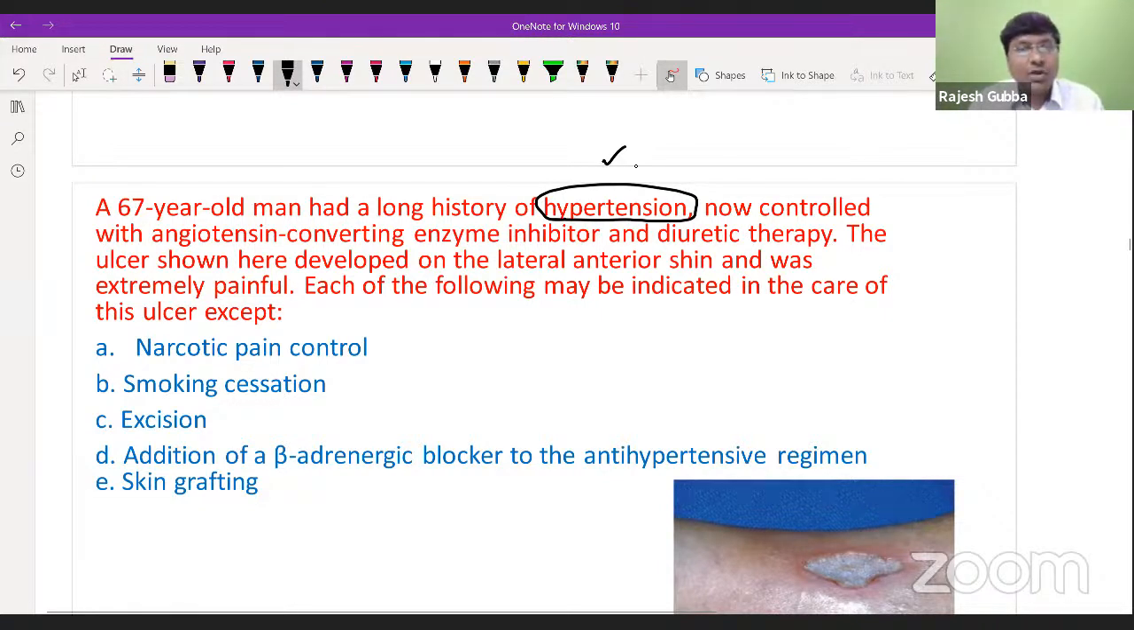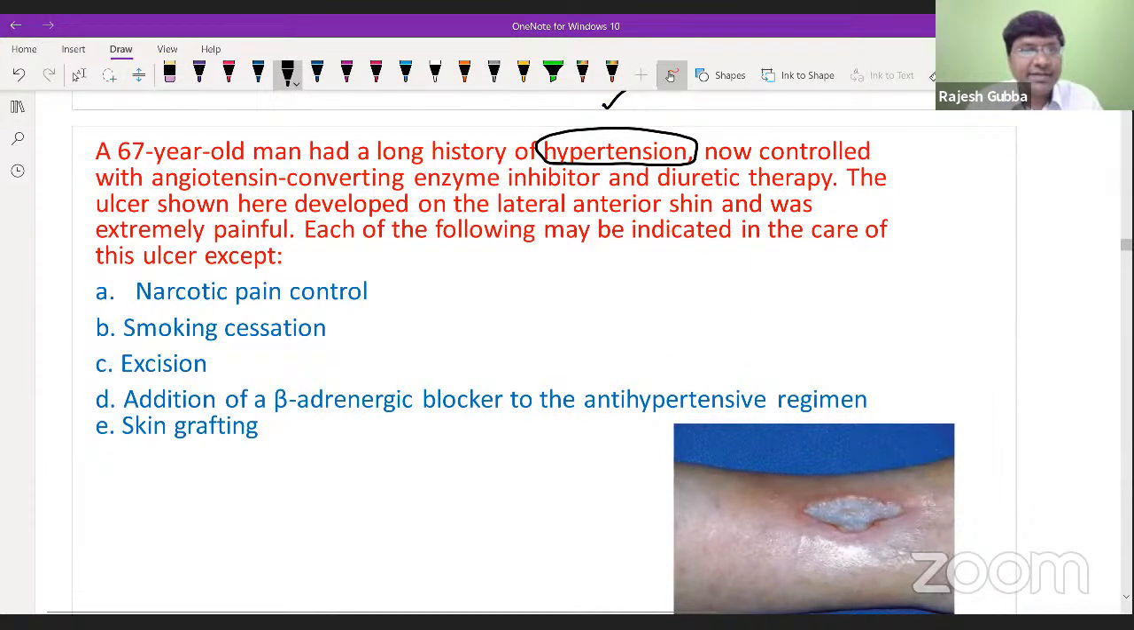A 67-year-old man had a long history of hypertension. Now this hypertension is controlled with ACE inhibitor and diuretic therapy. Now the point here is the ulcer shown. Let me show you the ulcer properly. The ulcer shown here developed on the lateral anterior shin and was extremely painful. Each of the following may be indicated in the care of the ulcer, except: the options are narcotic pain control, smoking cessation, excision, addition of a beta blocker to the antihypertensive regimen, skin grafting.